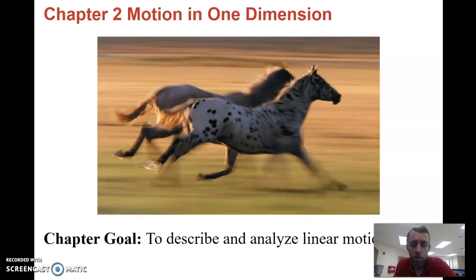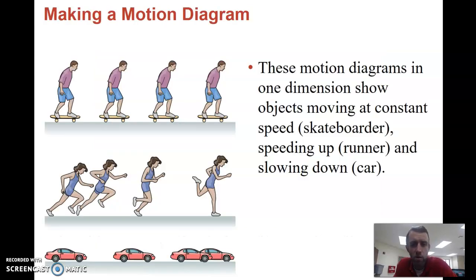We're talking about describing motion, describe and analyze linear motion. Different types of motion diagrams, different ways to represent motion. These are pictures, and assume that there is a photograph being taken every certain amount of time, so every 1 second, let's say. So you can determine what type of motion an object is undergoing from these types of diagrams. All right.